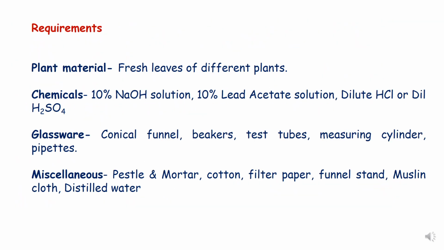So, what are the requirements of this practical? We require fresh leaves. We can also do this practical with dried leaves, but we are doing it with fresh leaves. And what are the chemicals which are required? 10% NaOH, 10% lead acetate solution, and any dilute acid, which can be hydrochloric acid or sulfuric acid. The glassware includes conical flask, beakers, test tubes, measuring cylinder, pipettes, pestle and mortar, cotton, filter paper, funnel, stand, muslin cloth, distilled water, etc.